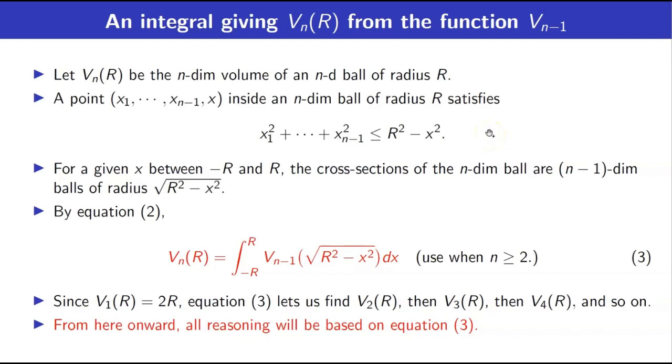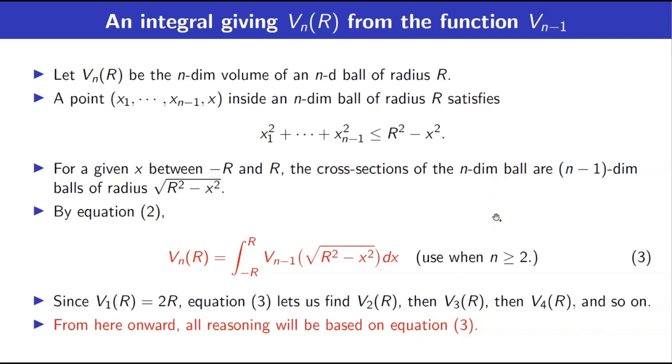Now let v sub n of r be the n-dimensional volume of an n-dimensional ball of radius r. A point inside an n-dimensional ball of radius r with coordinates x sub 1 through x sub n-1, where the nth coordinate is x, satisfies this equation here. This is just the equation of an n-ball where we subtracted the last coordinate squared from both sides. Now for a given x between -r and r, the cross-sections of the n-dimensional ball are exactly the n-1 dimensional balls of radius root r squared minus x squared.